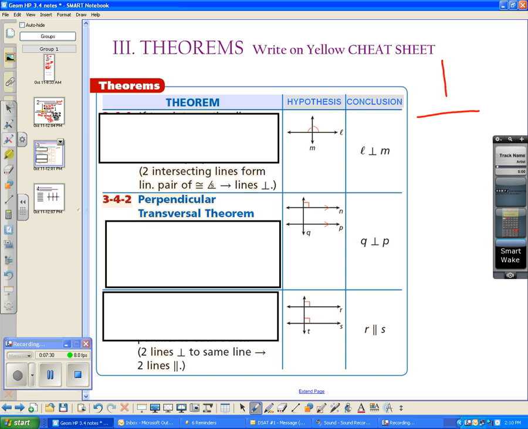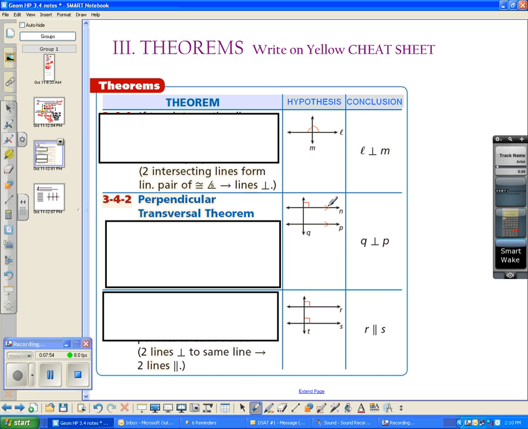If I tell you that we have a linear pair and these ones are congruent, then that means that these are going to be right angles, because they're a linear pair, so it has to be congruent. Okay. The next one is the perpendicular transversal theorem. This one does have a very nice name. So let's look at this picture and see if we can figure out what it's telling us.